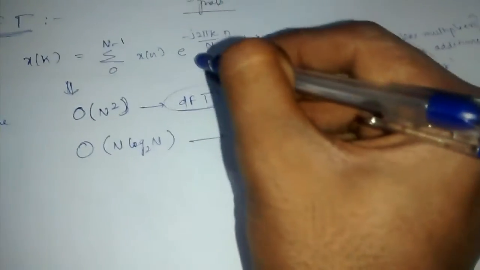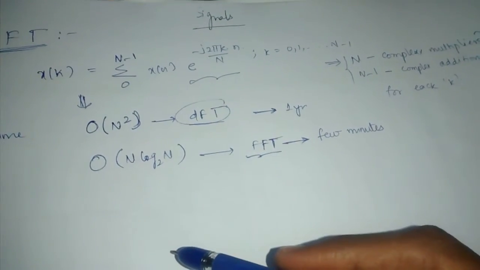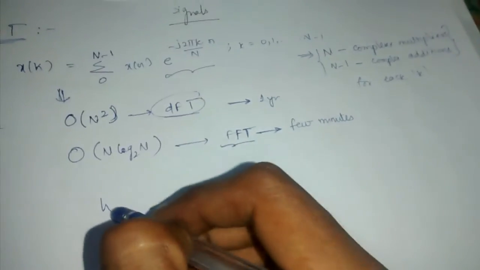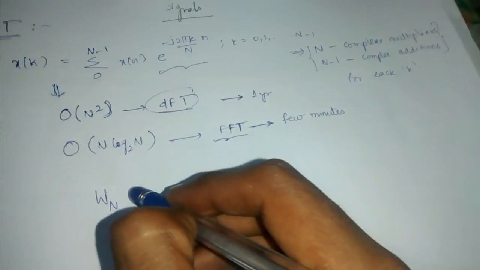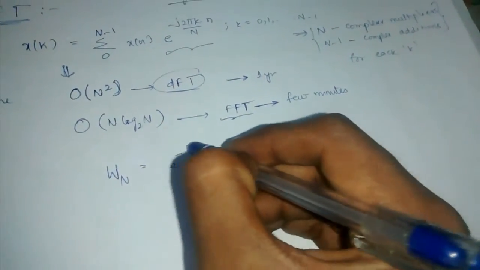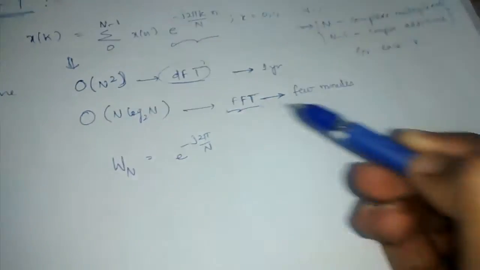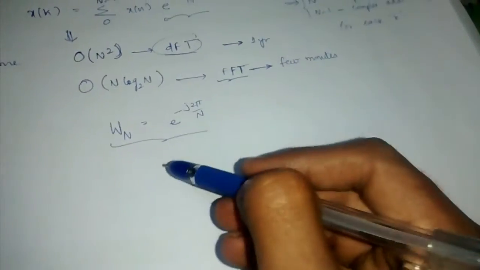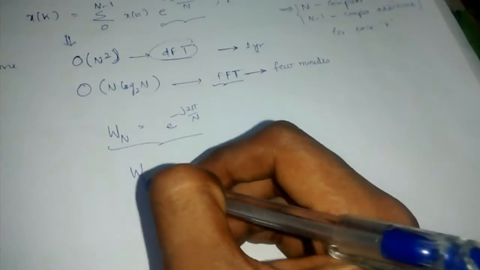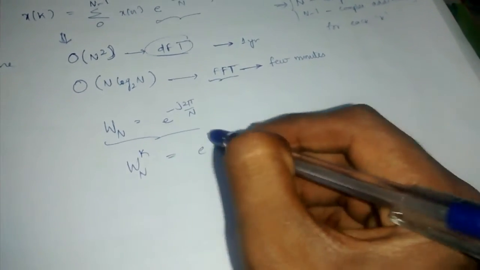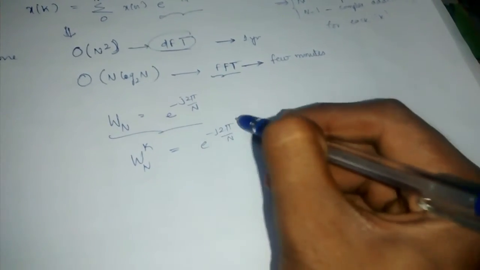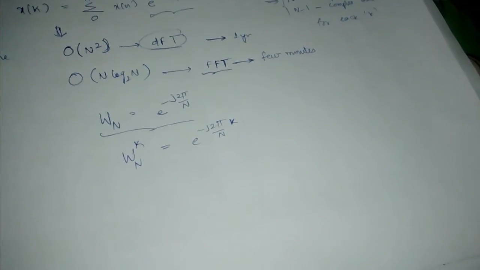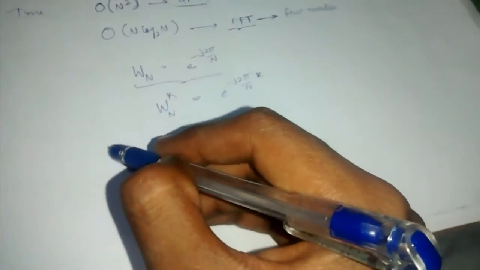Generally, whenever we consider this e power minus j 2 pi k by N term, we denote W_N equal to e power minus j 2 pi by N. Actually this is called the twiddle factor. Whenever you consider k here, it will be minus 2 pi by N times k, so multiply by k. Now this twiddle factor has two properties.